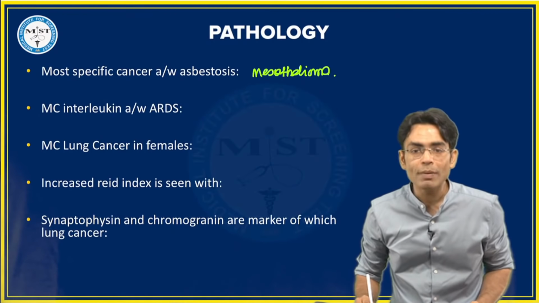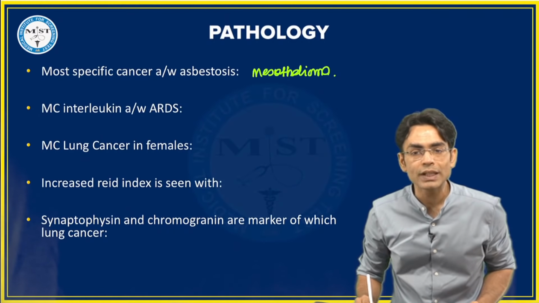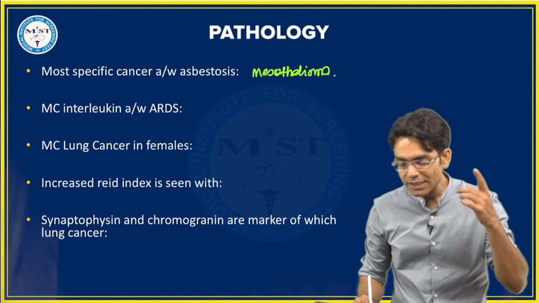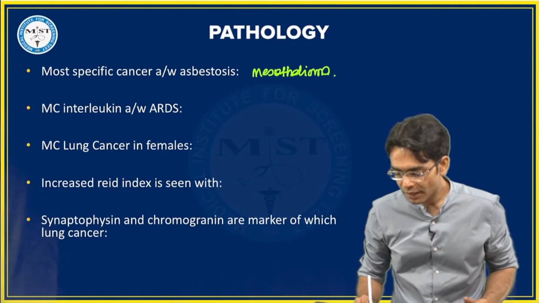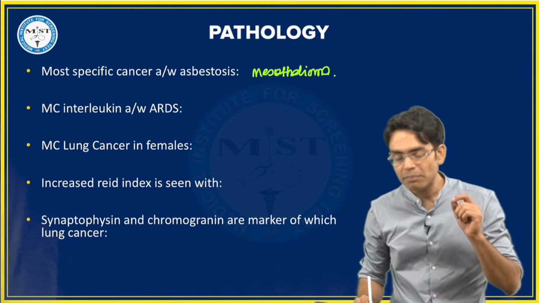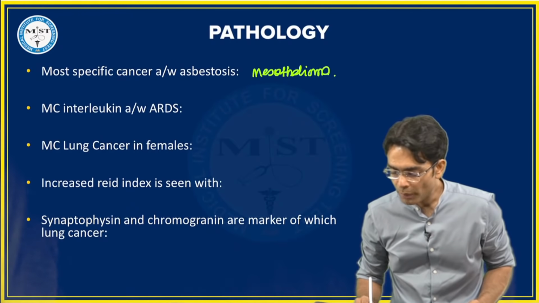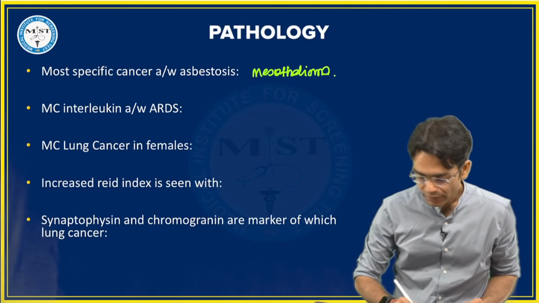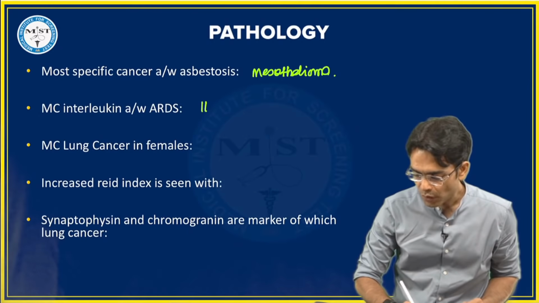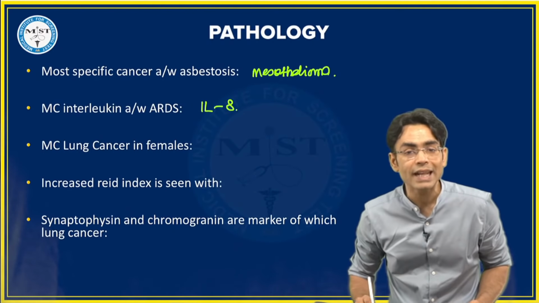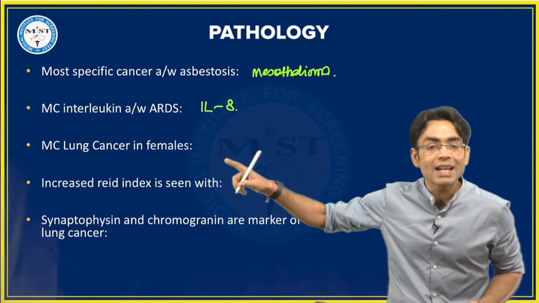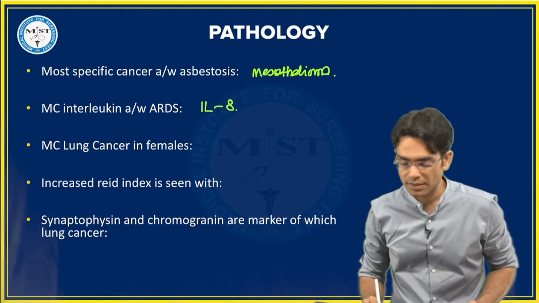Then most common interleukin associated with ARDS. If we talk about specific, then you have to go with mesothelioma, okay? Most common interleukin, if we are talking, then yes, you are right, it is going to be interleukin 8. Most common lung cancers in females.